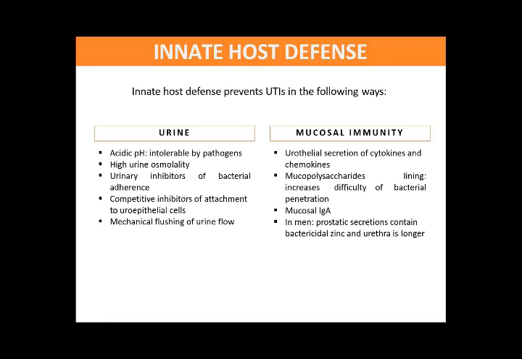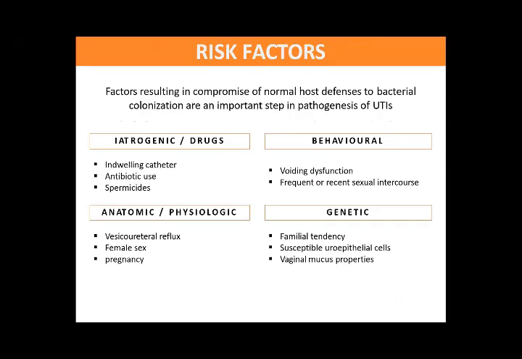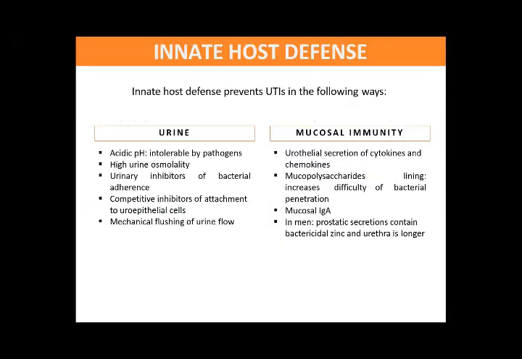Urinary inhibitors of bacterial adherence. This is another endothelial lining of the urethra and the bladder, and they protect the person from having UTI. And anatomical physiological changes, if someone is having inhibitor attachment to the uroepithelial cells, I told you they have a special kind of protective layer that can prevent the patient from having a urinary tract infection, and continuous flushing of the urine flow. So you have a continuous filtration from the kidneys and urine being formed and passed to the urethra and the bladder, and you have a reservoir in the bladder and you pass the urine out.